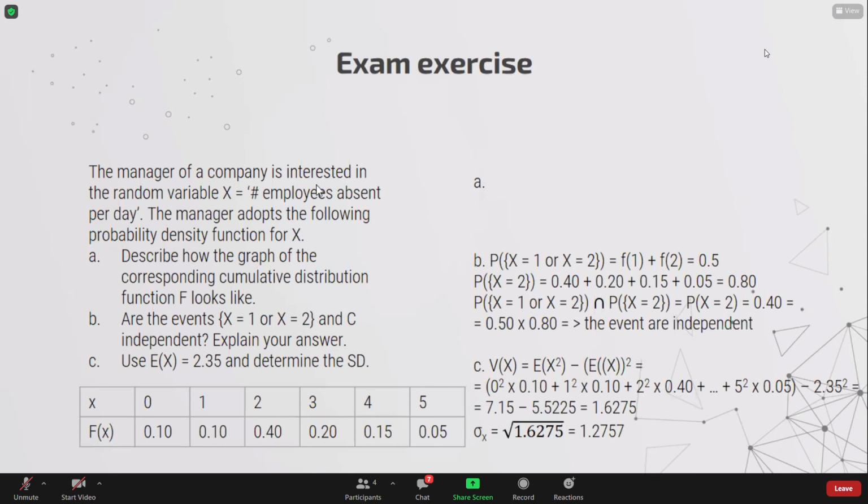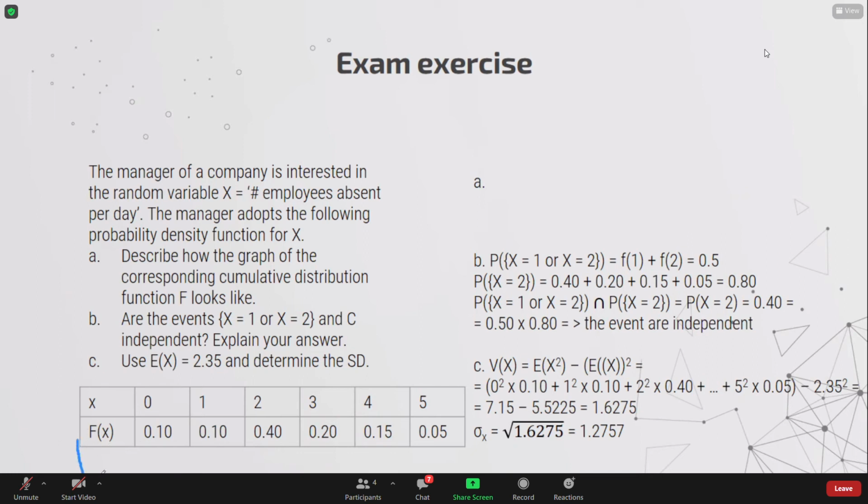So we have a manager of a company that has a random variable X, and it's interested in the number of employees that are absent per day. And here we are given the table of distribution. Firstly, we have to describe how the graph of the corresponding cumulative distribution function would look like. So we just have to find the cumulative distribution of the graph, because we here have the PDF. So for each separate x, we have a separate number, but we have to find the cumulative.